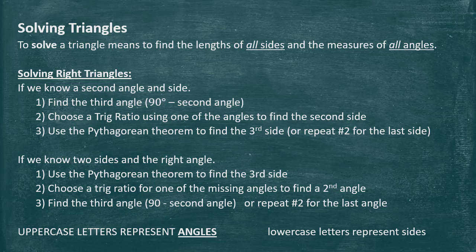And then in the end, once I have 2 out of 3 sides, I could utilize the Pythagorean theorem if I wanted, or I could just repeat the second step and use a different trig ratio that would let me solve for whatever the other side is that I don't know.